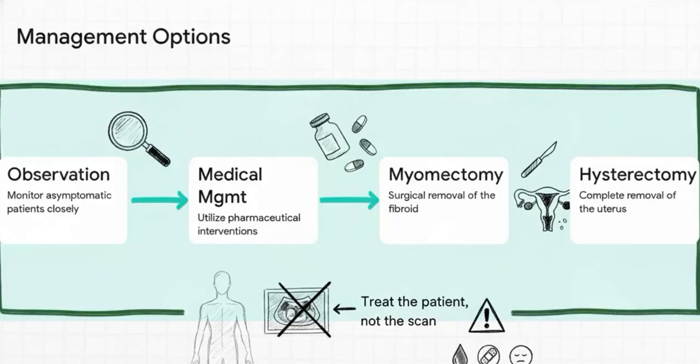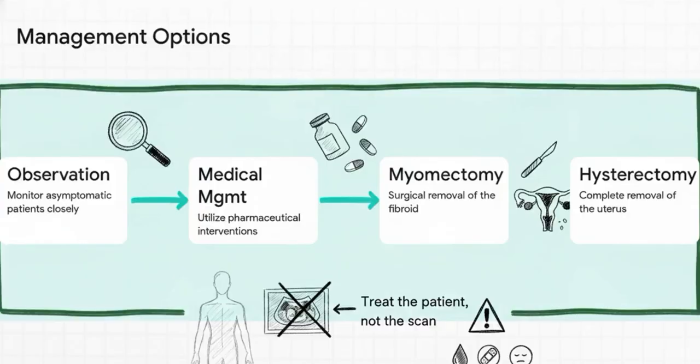Let's walk through this hierarchy of interventions. You could jump straight to number 4, a hysterectomy, and remove the uterus entirely. You could do number 3, a myomectomy, and surgically take out just the fibroid. You could try number 2, medical management with drugs to shrink it. Or number 1, observation. There's this great old medical saying, treat the patient, not the scan.